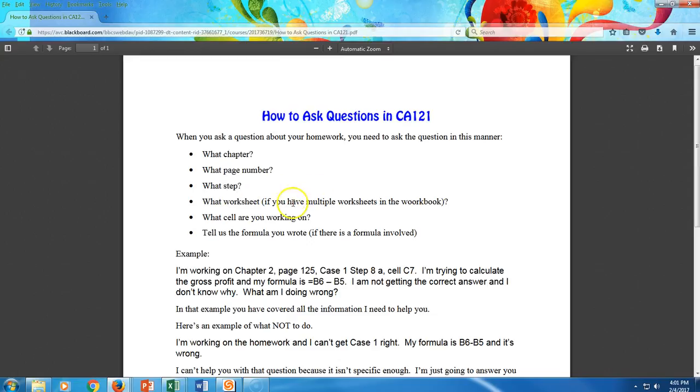Okay. Then what worksheet? Because sometimes in our workbooks we have multiple worksheets, and that's not going to happen for a few more chapters into the class. Okay. What cell are you working on? And if it's a question about a formula that's wrong, give us the formula that you wrote, okay, so that we can see what you did.